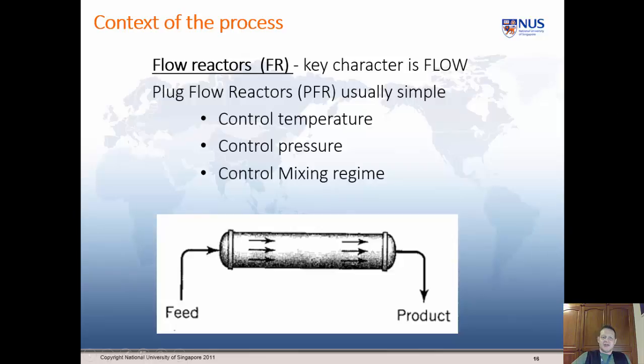And the key word here is flow. So the most common type of reactor is what's called a plug-flow reactor. And it's normally fairly simple. You can control temperature, you control pressure, and you control the mixing regime. Effectively, you have feed going in one end. You may or may not have a packed bed in there. Again, this is the liquid version. And as you pump it down here, so the reaction occurs, and you get products out the other end.